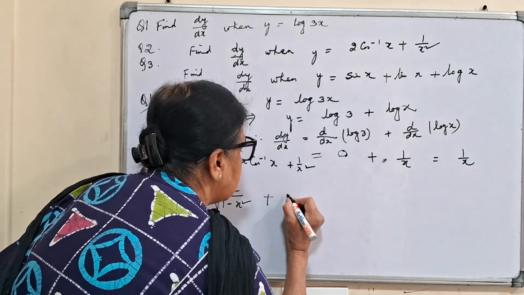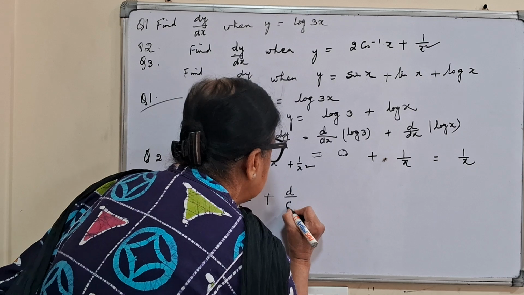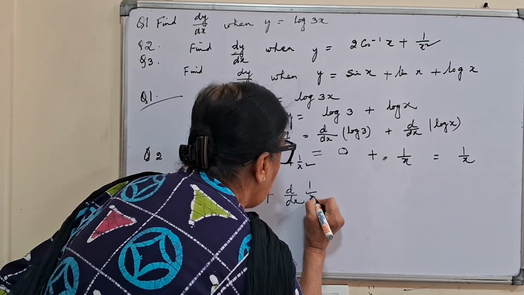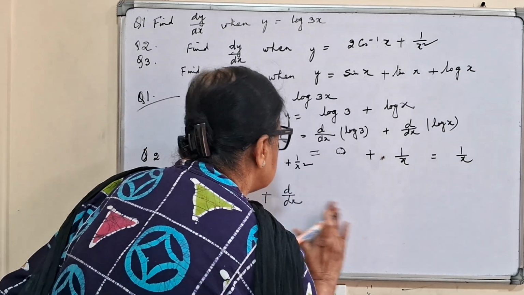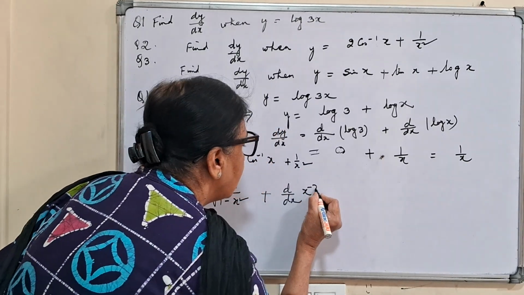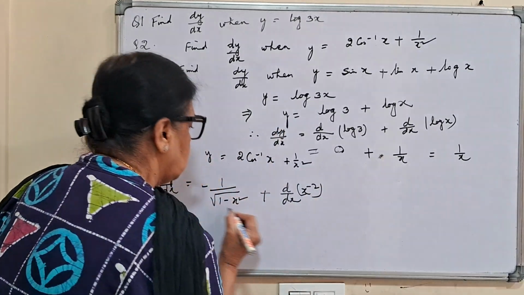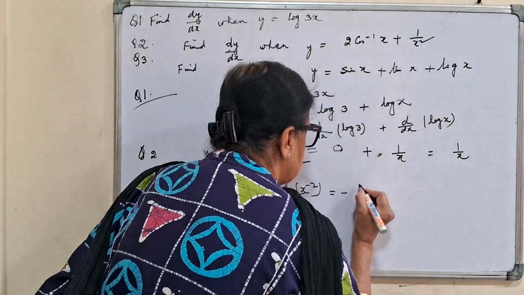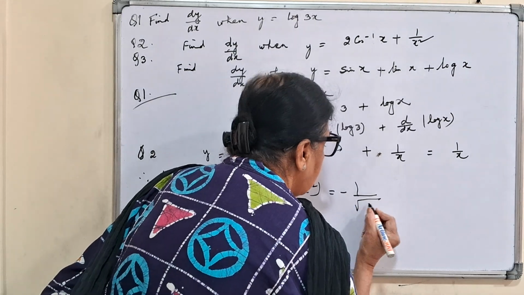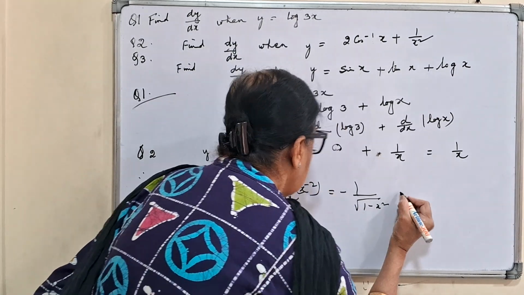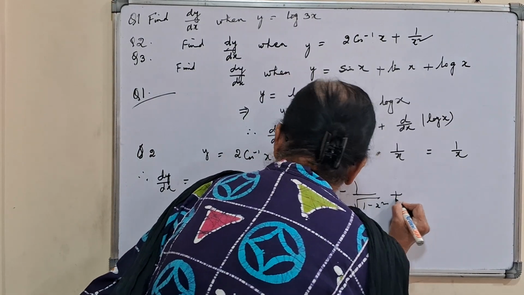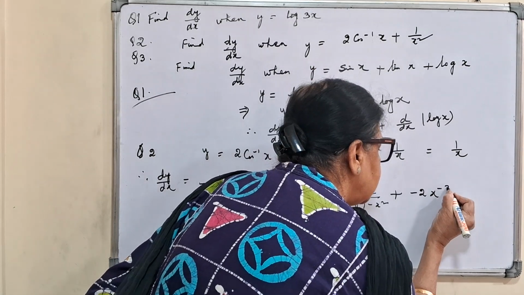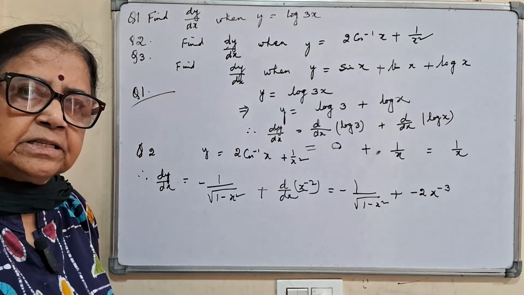Plus d/dx of 1 by x square, that is x raised to the power minus 2. That is equal to minus 2 by root over 1 minus x square, plus minus 2 into x raised to the power minus 3, one power less.